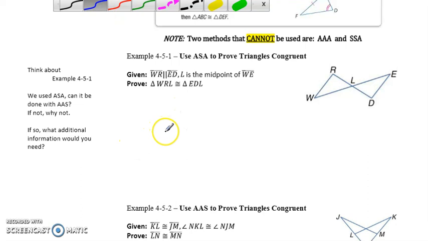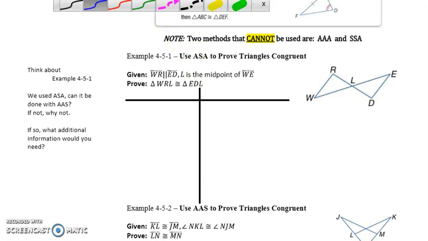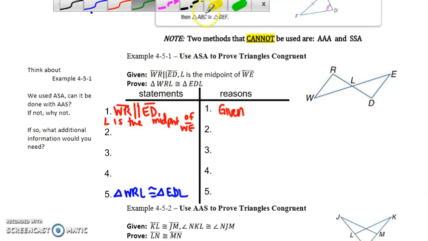So let's go ahead and take a look at this first example here. We're going to have 5 steps in this proof. If you want to go ahead and set that up and put both of those givens as our step 1, and then our last step 5 is going to be what we're trying to prove. So go ahead and get that set up, and then we'll take a look at this together. All right, so we've got our givens, and then we've got what we're trying to prove.